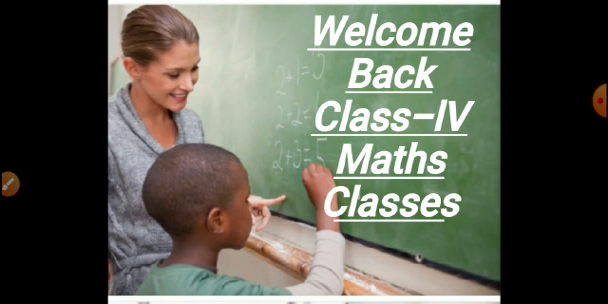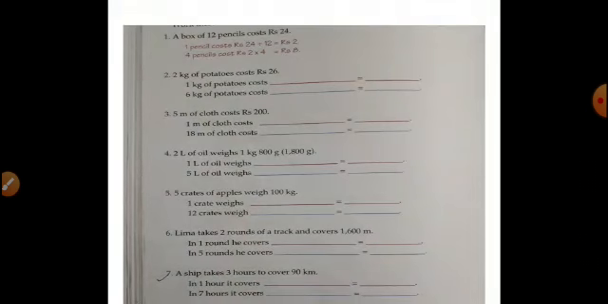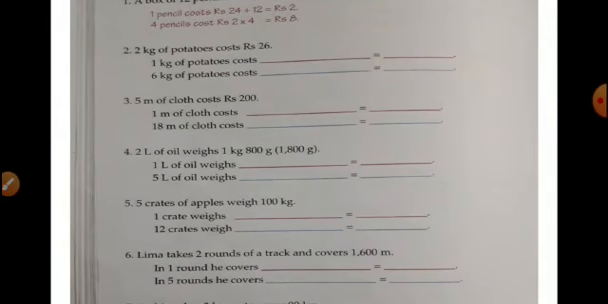I hope you have completed your exercise number 12A, and with this our course of unit test 2 is also completed. If you haven't seen that last video till now, first of all go through that video. It's very important. Today we are going to practice some more sums of the same unitary method. Those questions are given on your page number 108, so you can see them in your book and practice. Let's start with our second question.